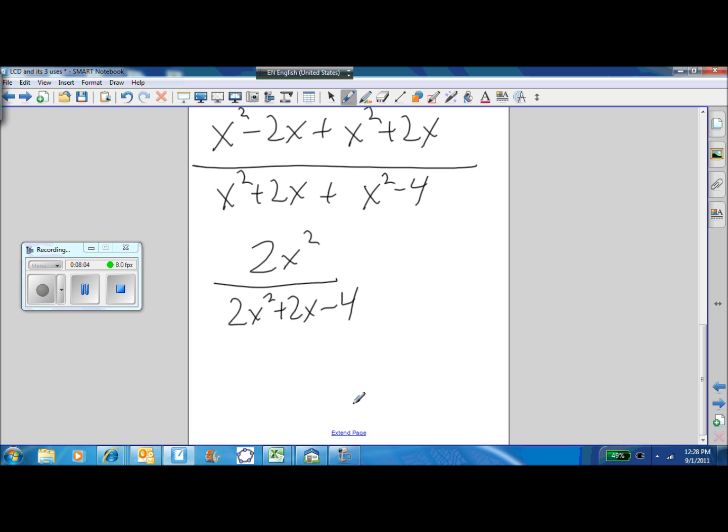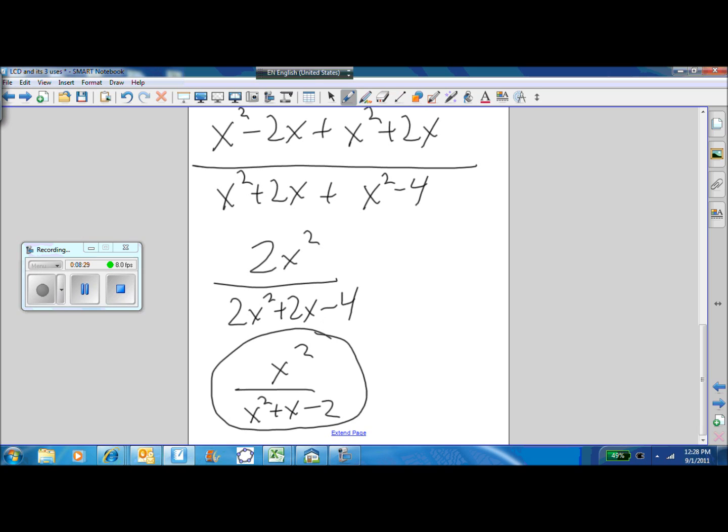Now, about all I can see we can take out of here is a 2 from the numerator and the denominator to get x squared over x squared plus x minus 2. This might factor on the bottom, yeah, x plus 2 times x minus 1, but that doesn't help reduce it because you don't have that factor on top. So there's your final answer, x squared over x squared plus x minus 2. That's the three uses of the least common denominator.